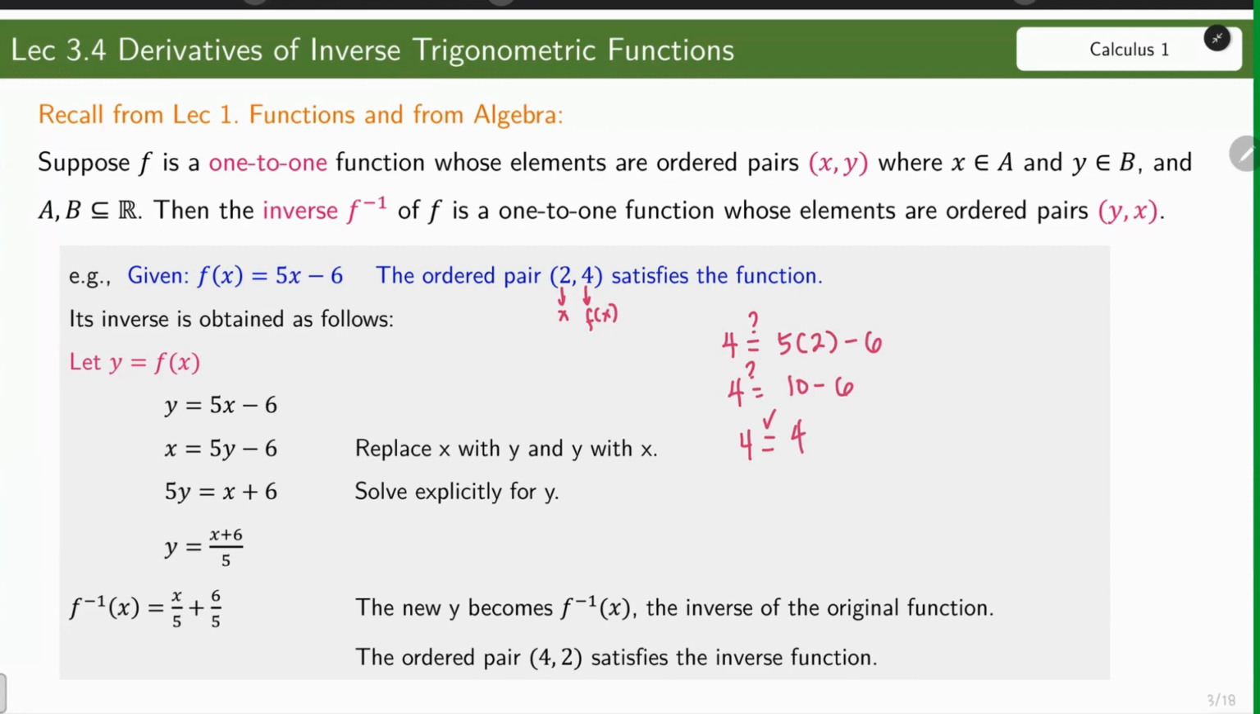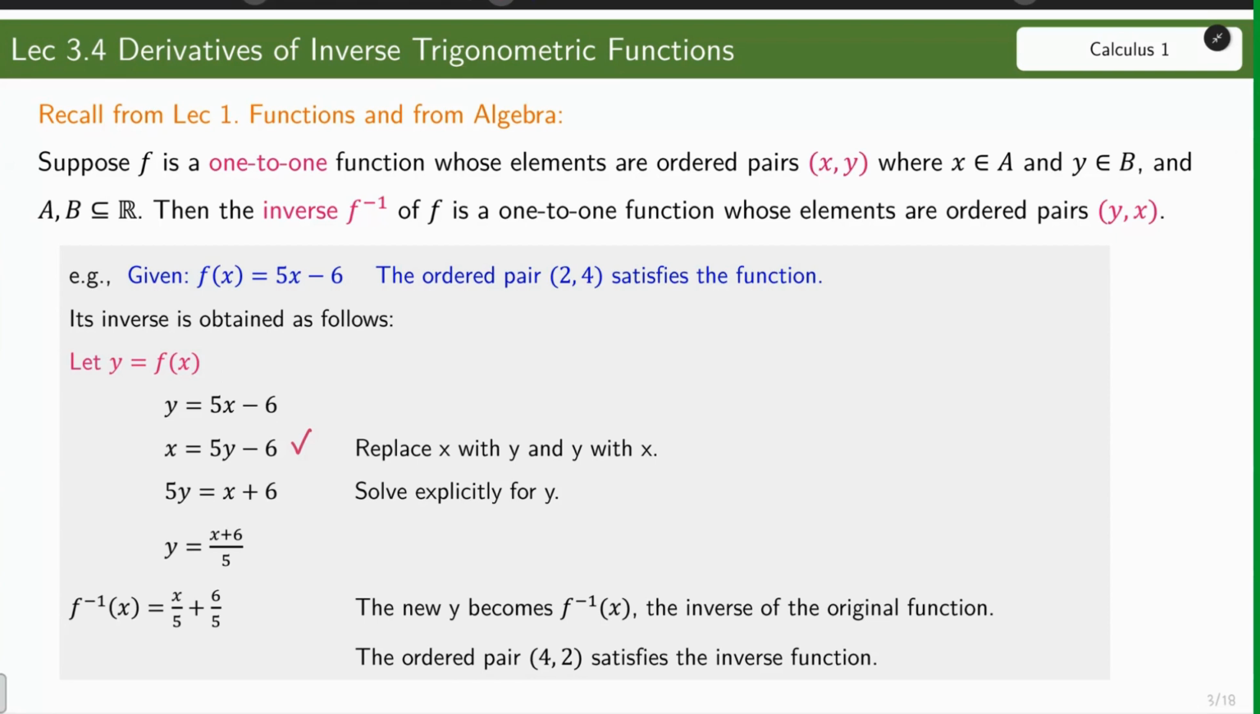The inverse of f of x is equal to 5x minus 6 is obtained as follows. Let y be equal to f of x. Then y is equal to 5x minus 6. Replace x with y and y with x. And then after that, we solve explicitly for y. When we say solve explicitly for y, only one coefficient will remain on the left side of the equation. So we have y is equal to x plus 6 all over 5.